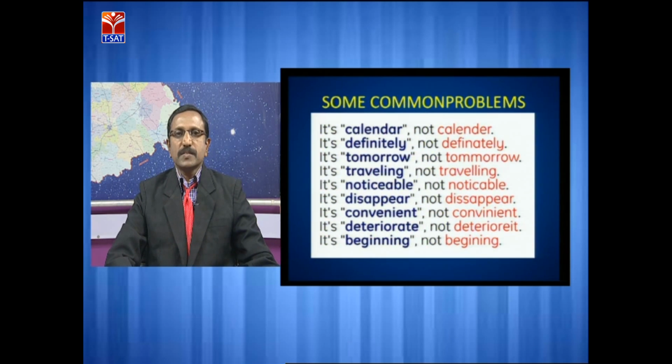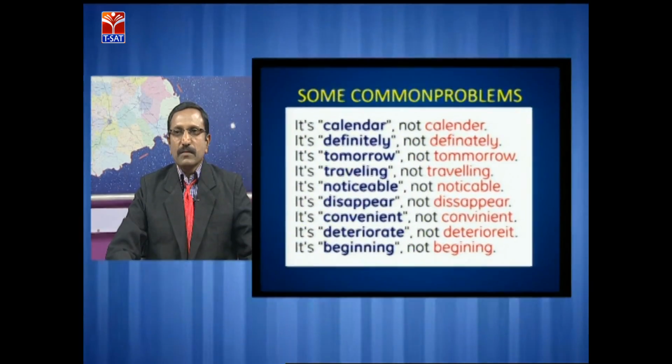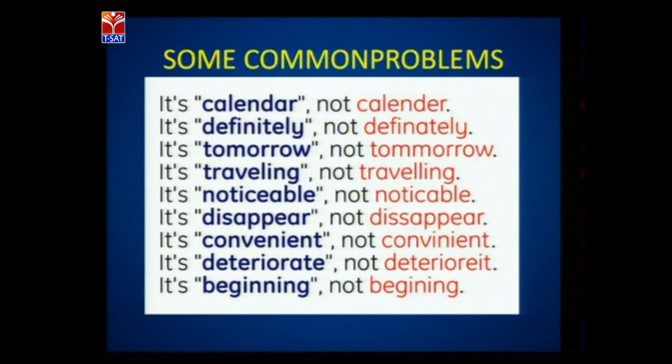Some common problems are given here. These are the spelling errors many people often commit. So it's calendar, with DAR, not calendar with DER, and it's definitely, not definately. There is a single letter which is misplaced. Tomorrow and tommorow, where M is written double instead of single M.